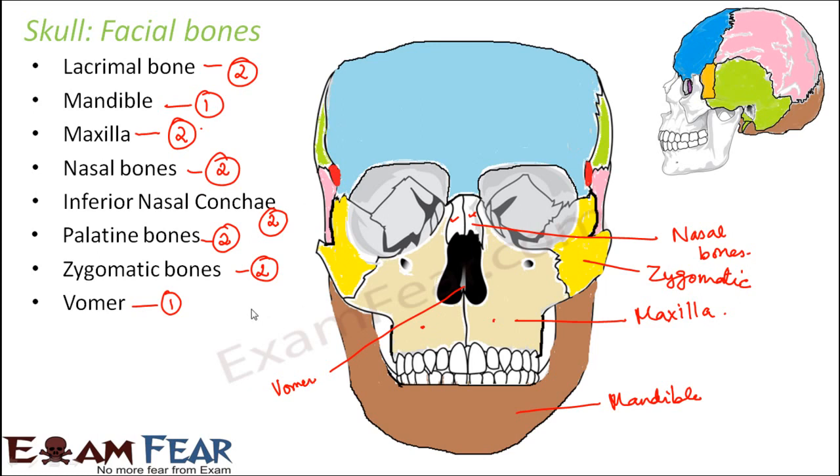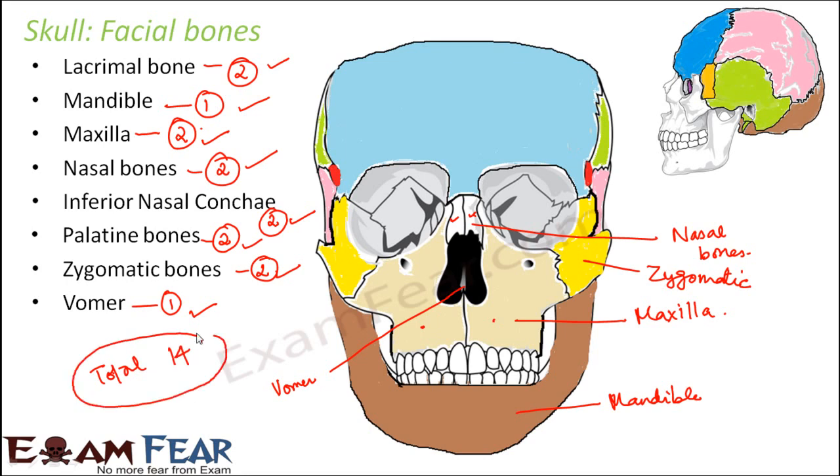So all these bones together form the facial bones. So how many are there? 2 plus 1 is 3, plus 2 is 5, plus 2 is 7, plus 2 is 9, plus 2 is 11, plus 2 is 13, plus 1 is 14. So you have a total of 14 facial bones. So now you understand how the cranial bones and facial bones together form the skull.